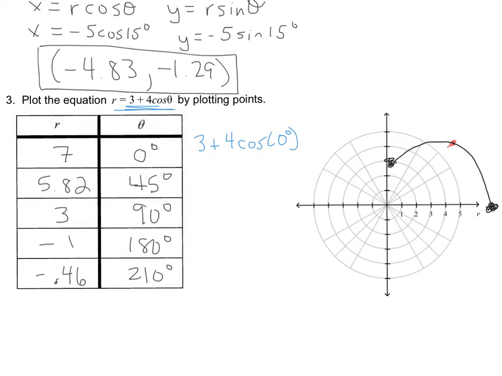And they have 180. If I go to 180, that's over on the negative x-axis. But I go negative 1, so that means I go the other direction. So it looks something like this. And then 210. 210 is over here, but I'm going out negative 0.46. That means I go back over this direction.